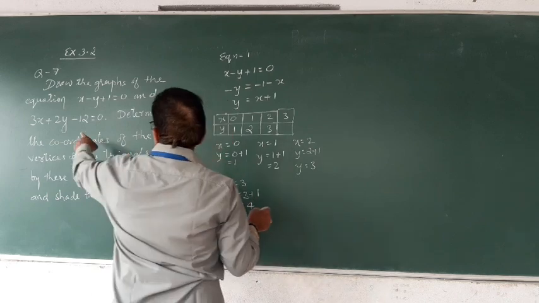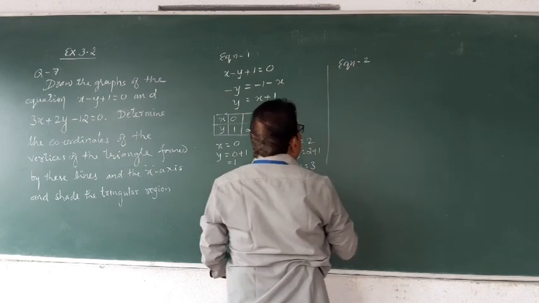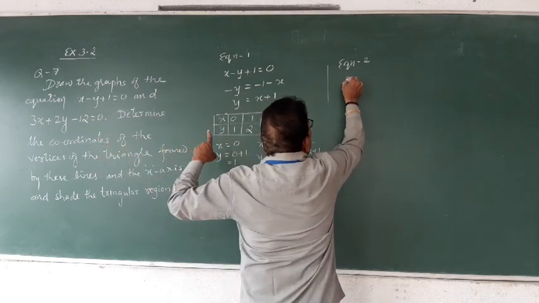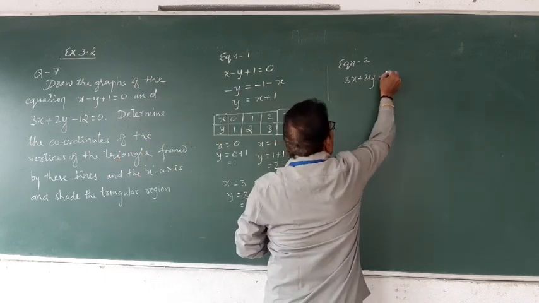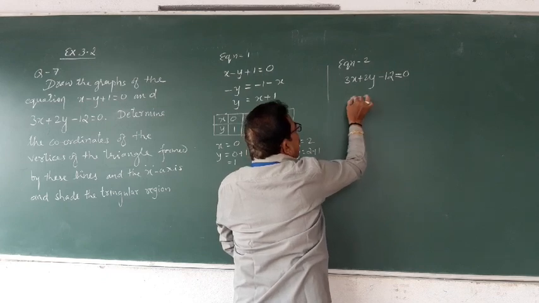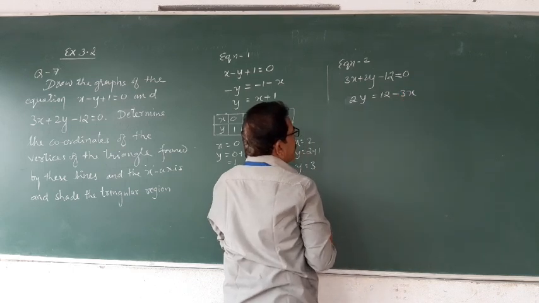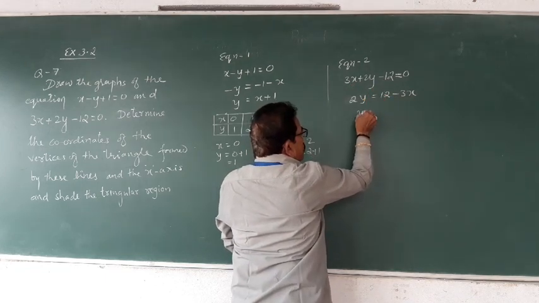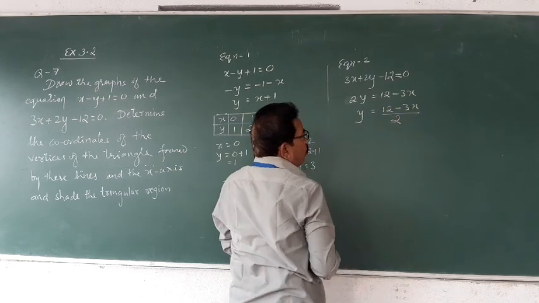Then the second equation, equation 2: 3x plus 2y minus 12 equals 0. So 2y equals 12 minus 3x. So y equals 12 minus 3x divided by 2.